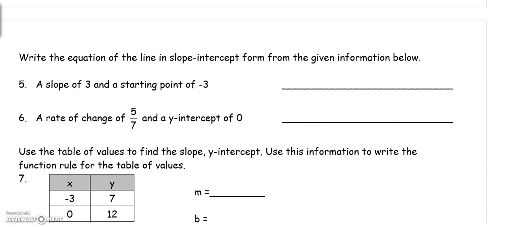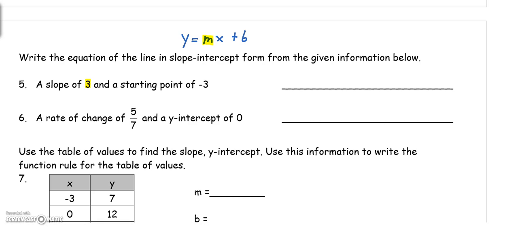So write the equation in slope-intercept form. This is something we've already been doing. Remember that slope-intercept form is y equals mx plus b. So my slope, or my rate of change, is going to go in for m. In number 5, it says we have a slope of 3. We're going to substitute that in for m.